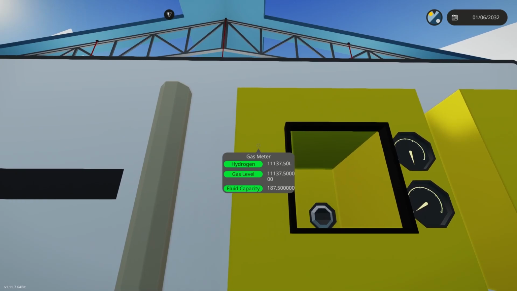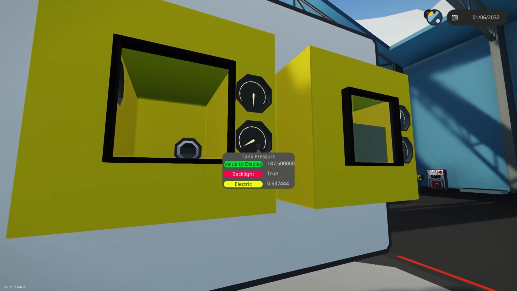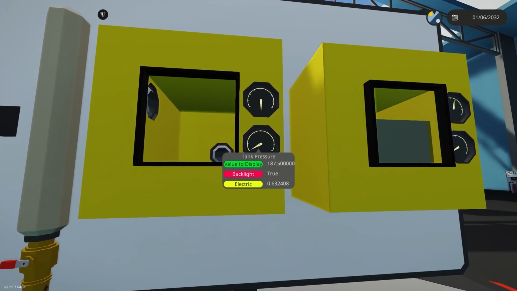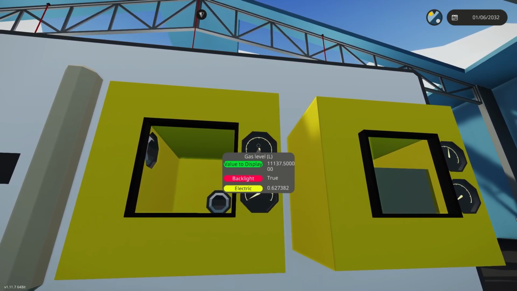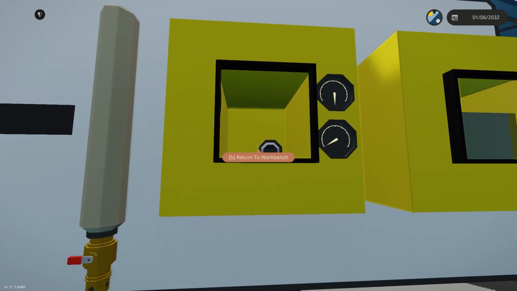So the gas meter block is going to give you two outputs, which are right here: the gas level in liters and then the pressure. So this is a very high pressure tank. It's at 187.5, so obviously there's not, what is that, there's not 11,000 liters of volume in that tank, so you can tell it's pretty high pressure.